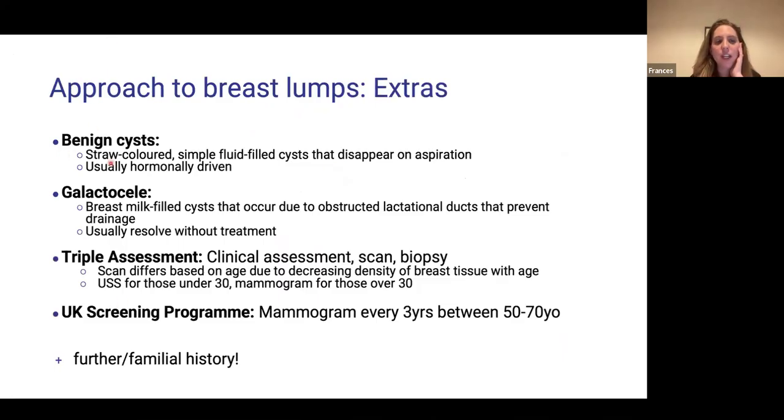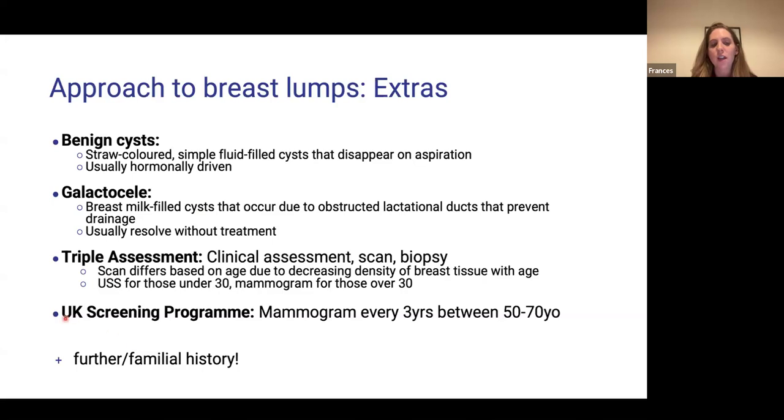These are a couple of extra things. You can get benign cysts within the breast. You can also get galactoceles, which is essentially a cyst, but now it's filled with breast milk, and that's because your ducts are basically obstructed. And so it will essentially prevent drainage, and then you get a milk-filled cyst. They normally all resolve, both of these.